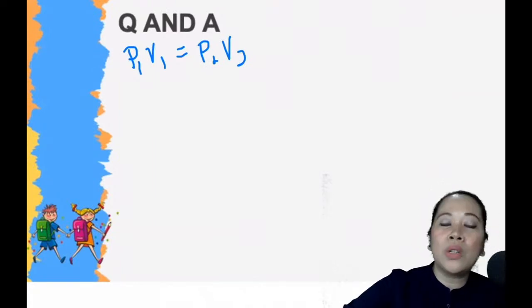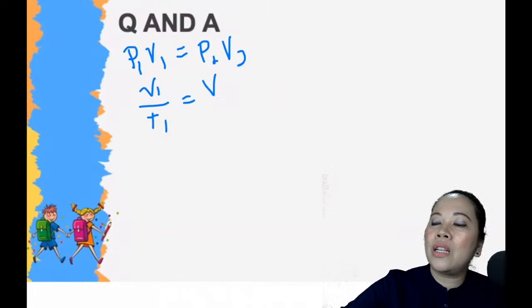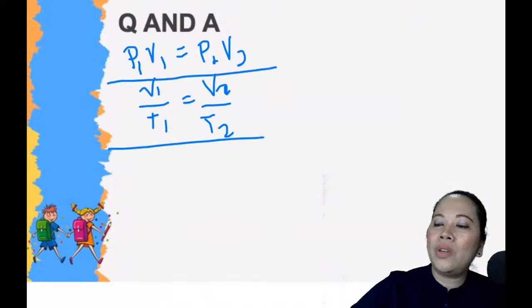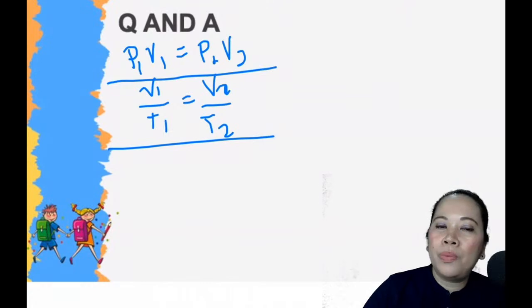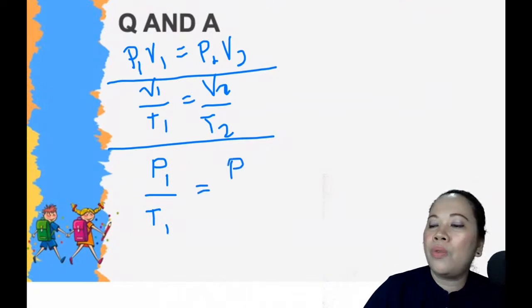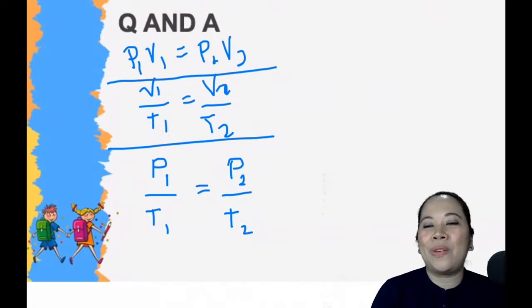And of course, our Charles' law, which is the relationship between volume and temperature. So as volume increases, temperature also increases. Then our third law is Gay-Lussac's law, which is the relationship between pressure and temperature. So as pressure increases, temperature increases, or vice versa. As temperature increases, pressure would also increase. So these are the three laws.